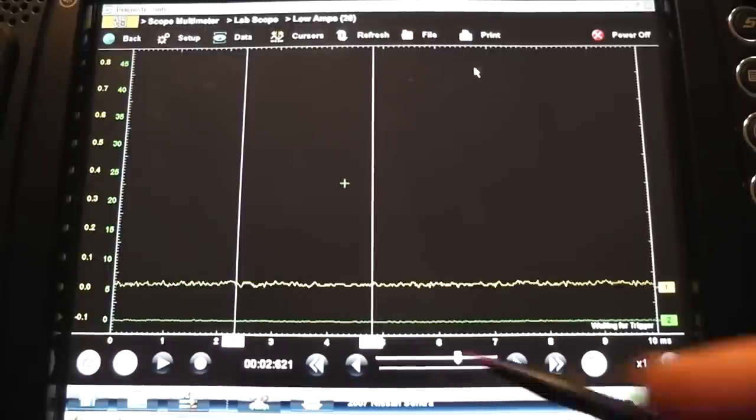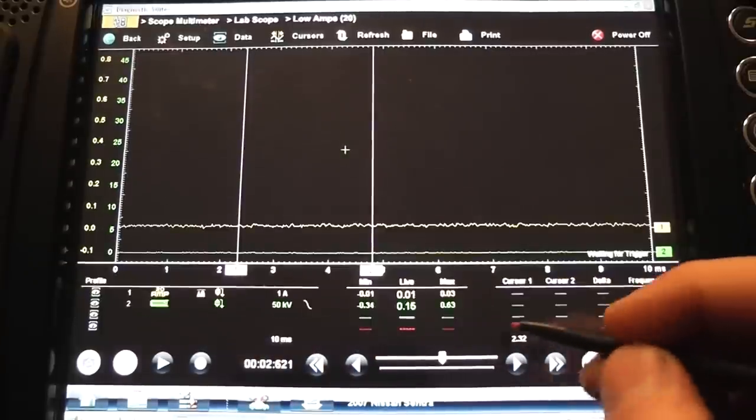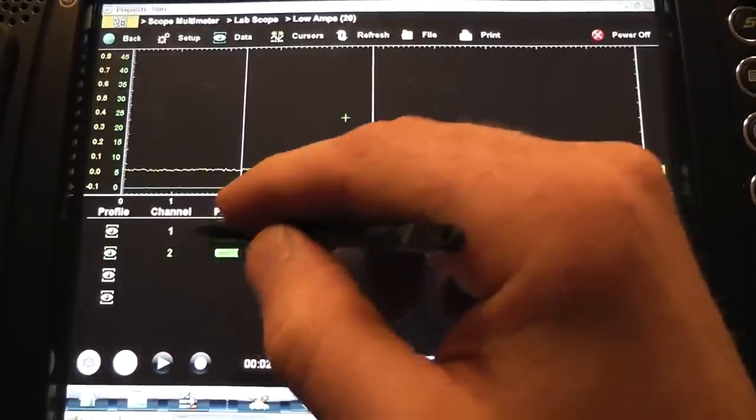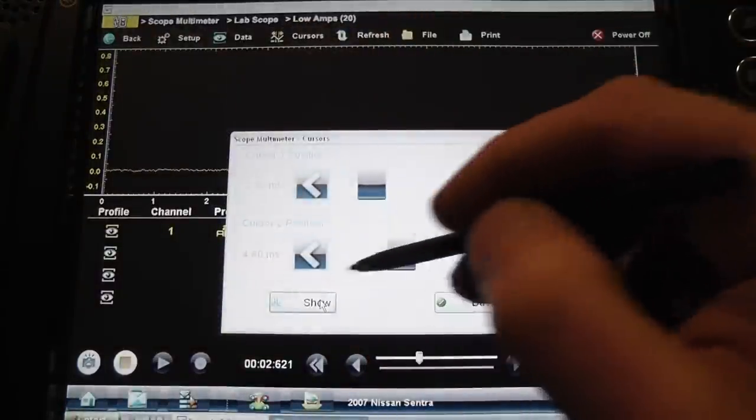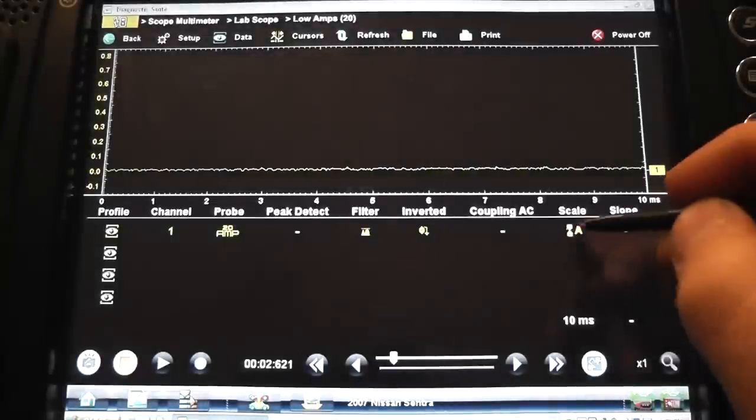It's actually voltage. Couple things here. I want to turn off this channel. Don't need that one on. I'm going to turn my cursors off. Time frame, this is going to change.